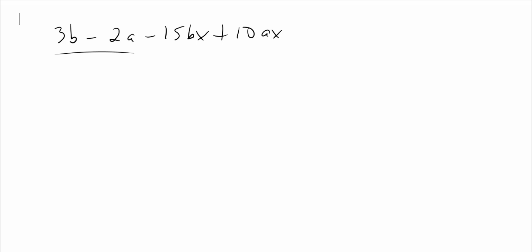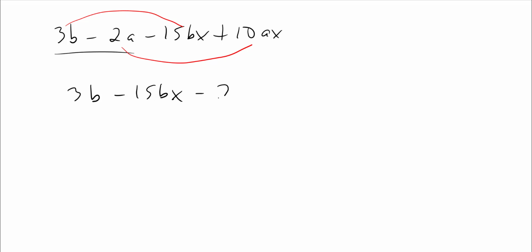So I'm going to do these two together, and these two together, because this one's got an a and that one's got an a, and this one's got a b and that one's got a b, and that one's also got a 3 and 15 and 2 and 10. So that's kind of nice too. All right, so let's write it out. It's going to be 3b minus 15bx minus 2a plus 10ax.